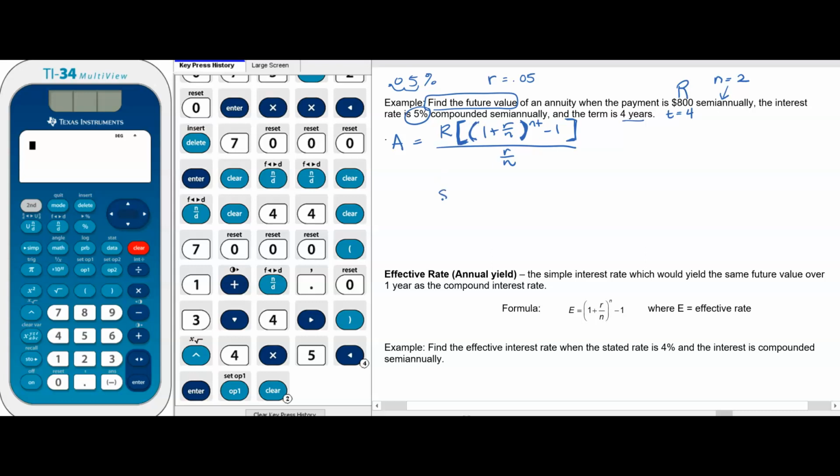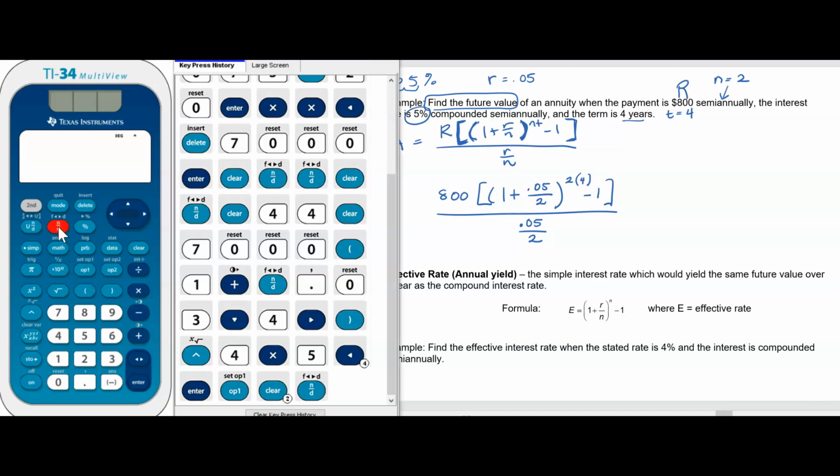So our regular payment is $800 times 1 plus R over N to the N, which is 2, times T, which is 4, and then minus 1, divided by our rate, 0.05, divided by 2, because that's our compounding period. This is where this calculator is really going to shine, with this N over D button. So I'm going to hit the N over D button, and I'm going to type everything as I see it.